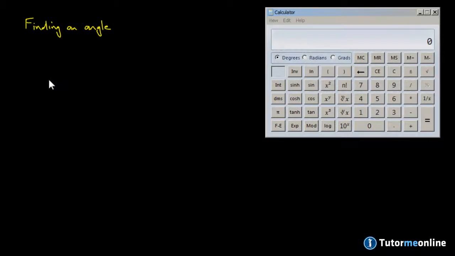When solving trigonometric equations, we'll quite often be asked to find the angle within a triangle, in terms of the sides that are given. So let's have a look at an example. Let's say we have a right angle triangle ABC, of which we have the side AC as 100 and the side AB being 50.